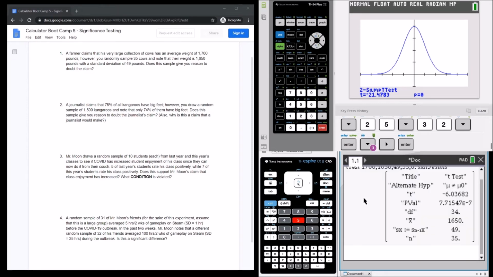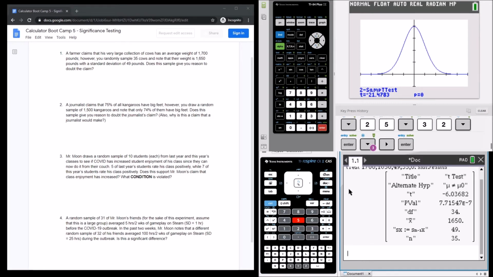Run that number, and here's what we get. Okay, the t-value is quite large in the negative direction, so we get negative 6.03. That's going to give us a very, very small p-value. So we are going to doubt this claim because the p-value is so far below the alpha level.